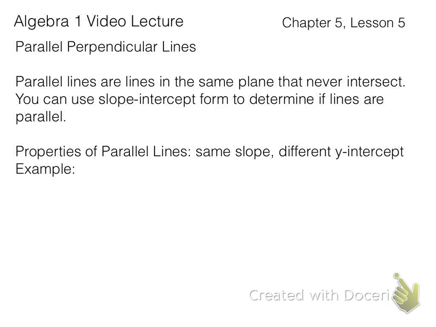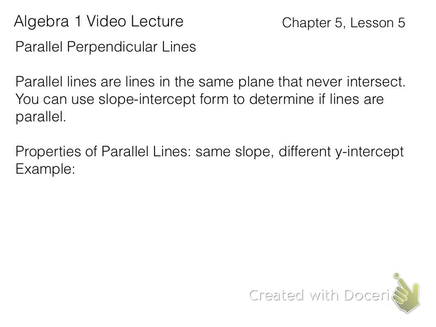Parallel lines are lines in the same plane that never intersect. They go on forever in both directions and will never hit each other. Parallel lines are parallel because they have the same slope, but they do have different y-intercepts. Now, if they had the same y-intercept and the same slope, they would be the exact same line.